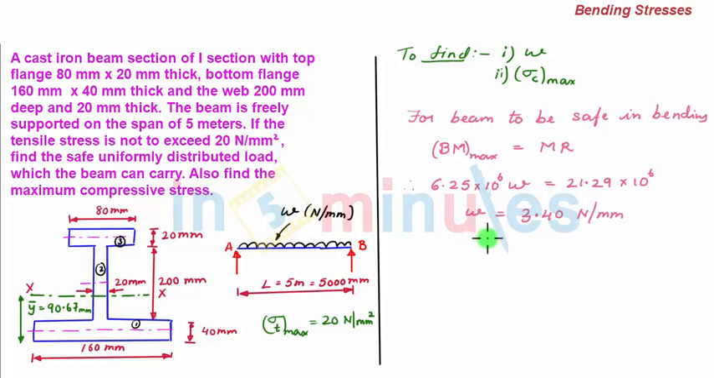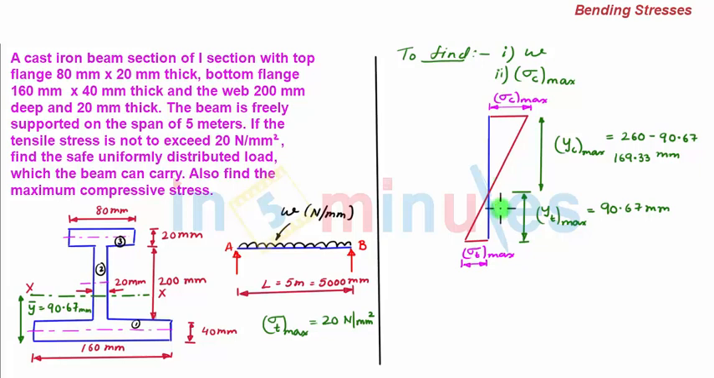This W can also be written in kilonewton per meter as 3.40 kilonewton per meter. This is because Newton is converted into kilonewton and mm is converted into meter. So this is our first answer. Now let's find your sigma c max.